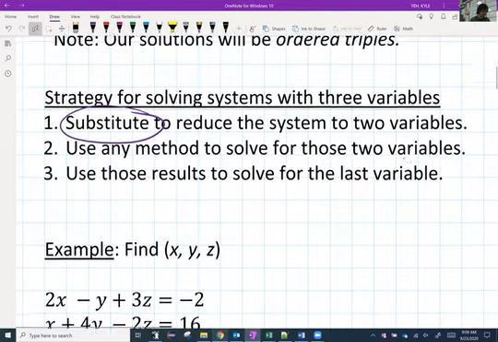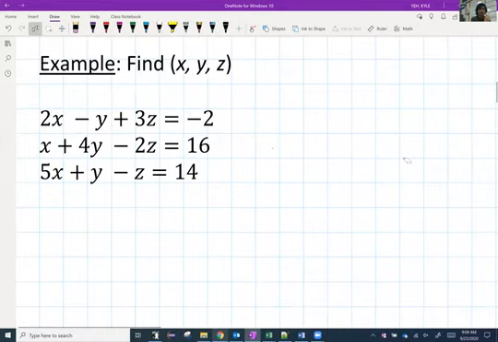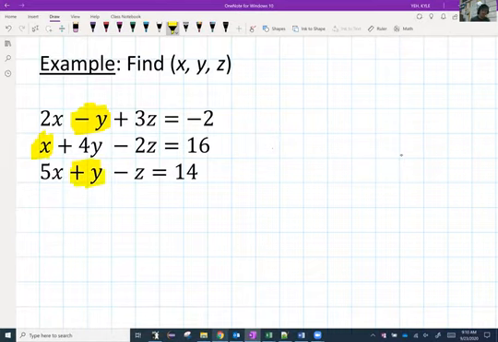Let's see an example. The example states pretty simply, find x, y, z, find that ordered triple. We've got these three equations here. So with what I said earlier about always starting with substitution, I'm looking at this and I'm looking for an easy variable to get alone. This minus y wouldn't be too bad. X, it's already positive, that's nice. Y is already positive, so that one's nice. Negative z isn't too bad.